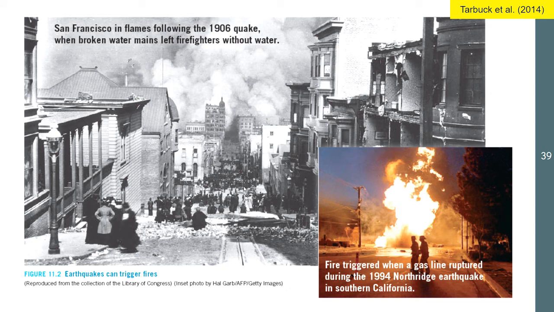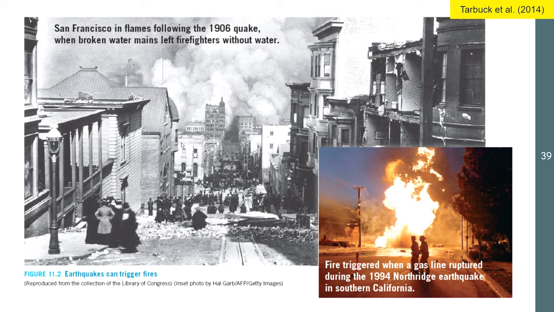Another devastating effect of earthquakes would be fires. We see here San Francisco in flames following the 1906 earthquake, when broken water mains left firefighters without water. The firefighters did not have water to extinguish the flames. That's why the fire became bigger and bigger.